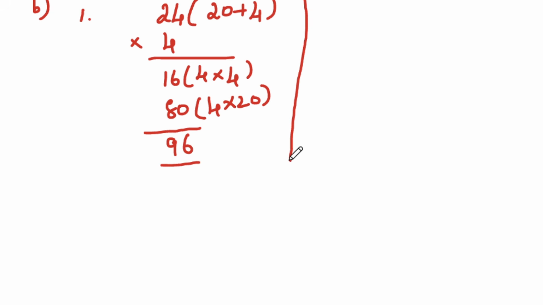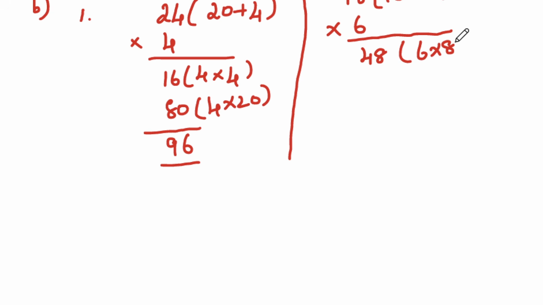So next, how many? 6, 18, 6. So 18, how can I write? I can write 10 plus 8 into 6. So 6, first 6 into 8, 48. Next 6 into 10, 60. So 8, 10. So 180 runs.